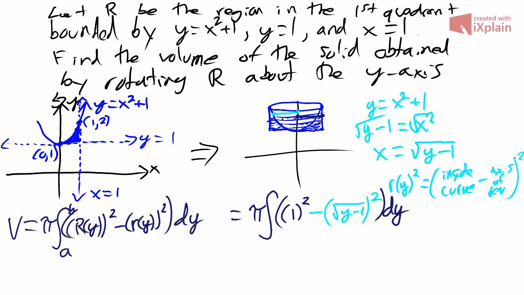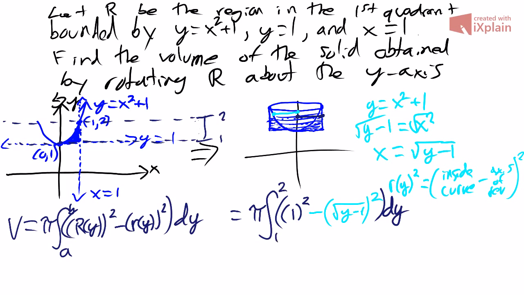Okay, so lastly our bounds. Remember our bounds are the y values. It's the vertical range of our area. In other words, it's this to this, our vertical range from here to here. So that's going to be from 1 to 2. So we take our integral from 1 to 2.